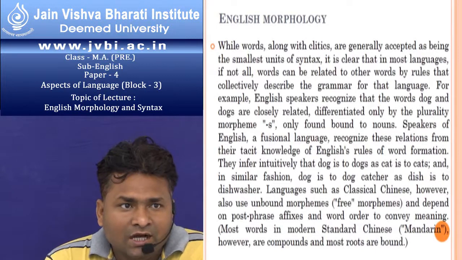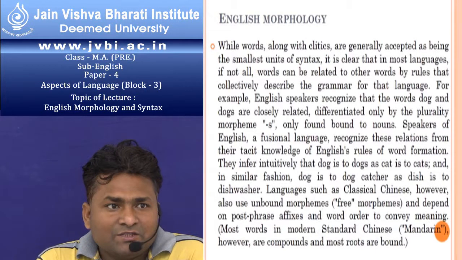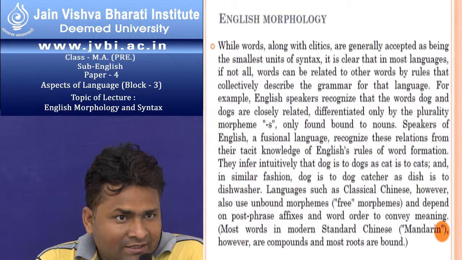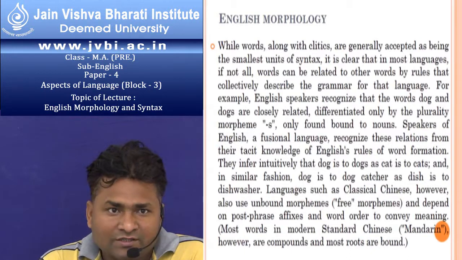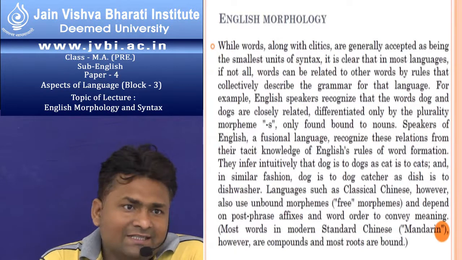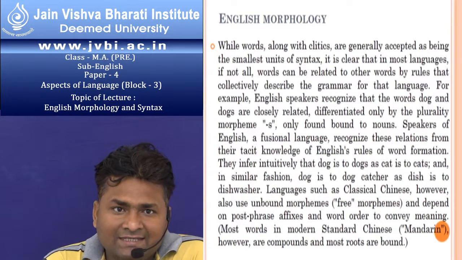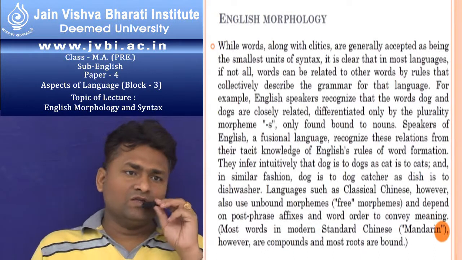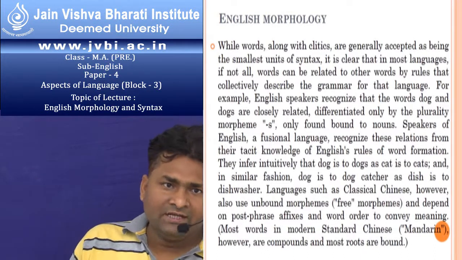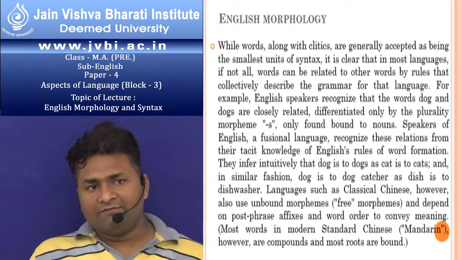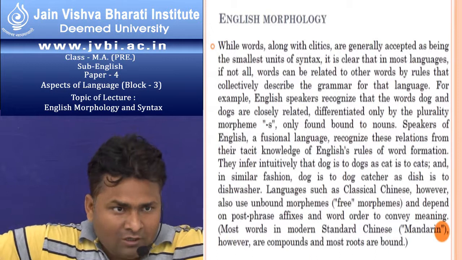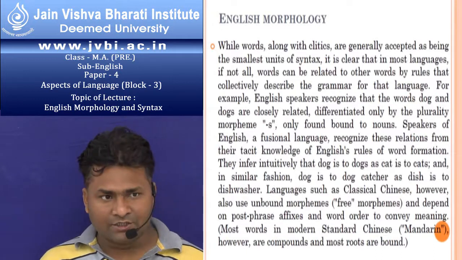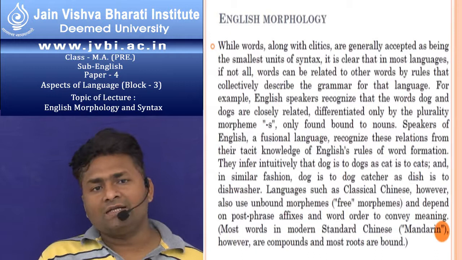Speakers of English, a fusional language, recognize these relations from their tacit knowledge of English rules of word formation. They infer intuitively that dog is to dogs as cat is to cats, and in similar fashion, dog is to dog catcher as dish is to dishwasher. Languages such as classical Chinese, however, also use unbound morphemes, free morphemes, and depend on post phrases, affixes, and word order to convey meaning. Most words in modern standard Chinese, known as Mandarin, however, are compounds and most roots are bound.